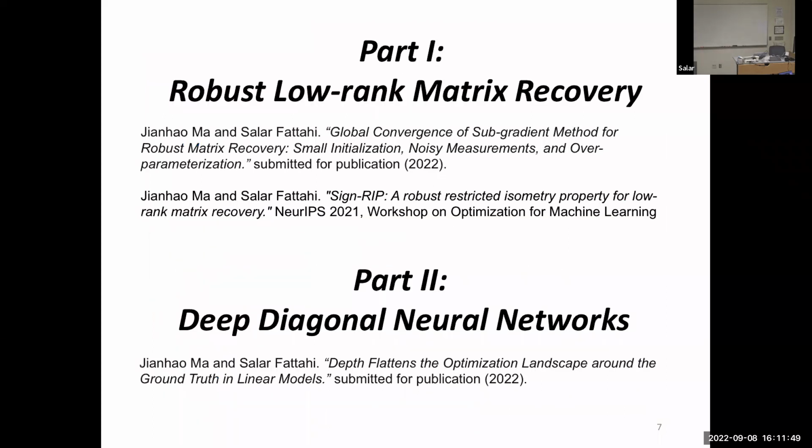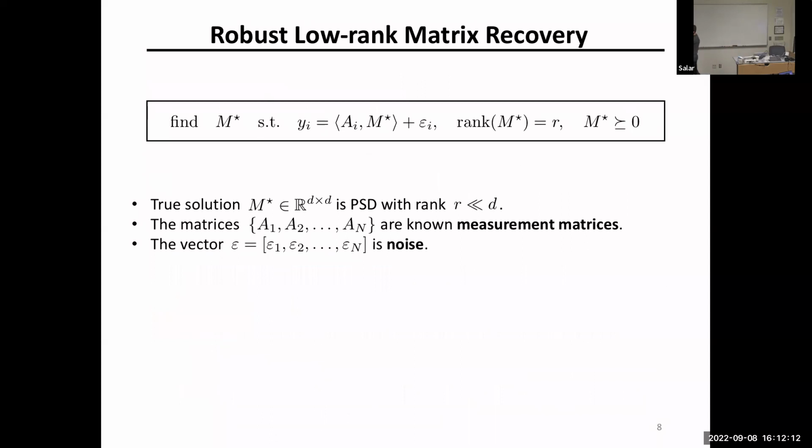All right, so this talk is going to have two parts. The first part, we're going to talk about the problem of robust low-rank matrix recovery. This is based on the following recent papers on the topic. Then after that, we're going to extend our results to more general deep diagonal neural networks. So what is robust low-rank matrix recovery? It is the problem of recovering a low-rank positive semi-definite matrix M star given a bunch of linear measurements of this form. Here M star is the matrix that we want to recover.